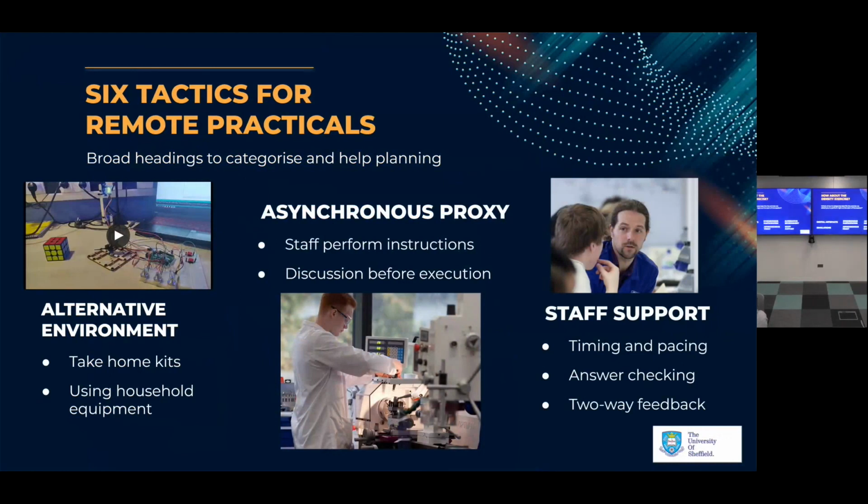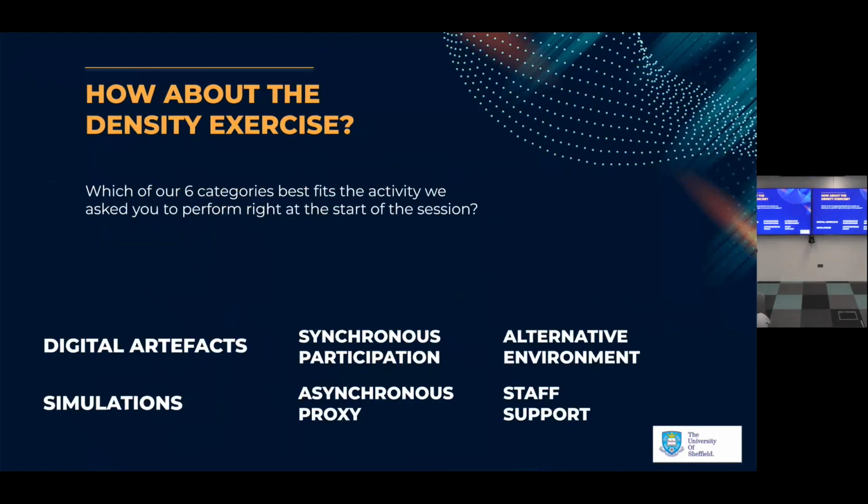What I was going to ask you was, we can call them out very quickly. You did an exercise. The first thing you did here was find the density of the cone. How would you replicate that in a remote world out of these 6 categories of things? What would you replace? Household equipment? Yep. Any other suggestions? Alternative environment. Yeah. Yep.